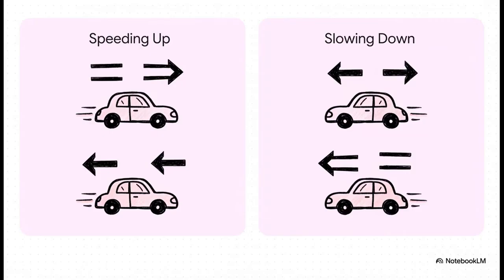So how do we know if something is speeding up or slowing down? Well, it's like a little tug of war between velocity and acceleration, and it all comes down to their signs. If they're working together, meaning they're both positive or both negative, the object speeds up. But if they're pulling in opposite directions, one's positive, the other's negative, it slows down.